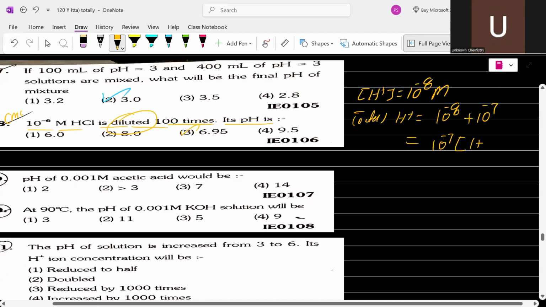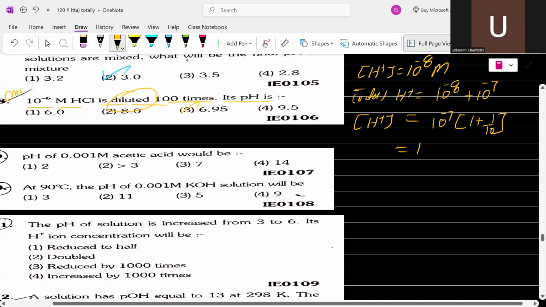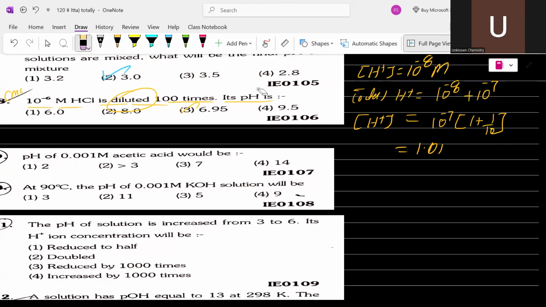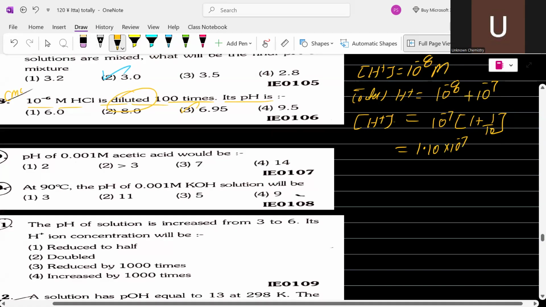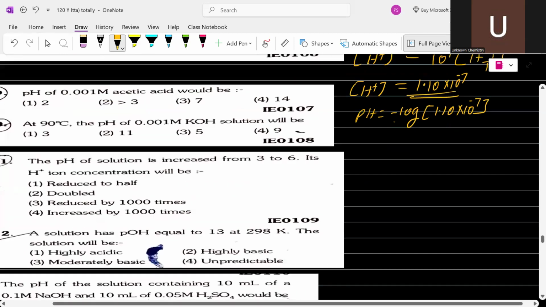So it will become 1 plus 1 by 10. Please understand, total H plus has become 1.10 into 10 to the power minus 7. This is after dilution. Before dilution, it was 1.10 into 10 to the power minus 6. Now if you find the pH of this, it is minus log of 1.10 into 10 to the power minus 7, using this formula.